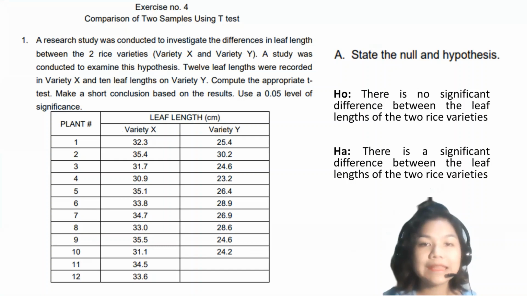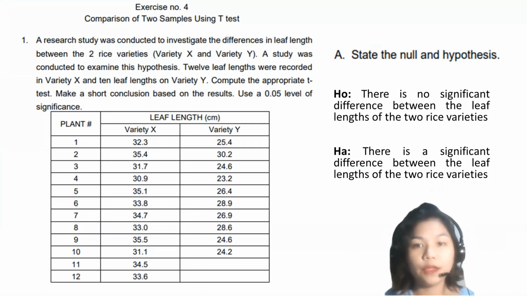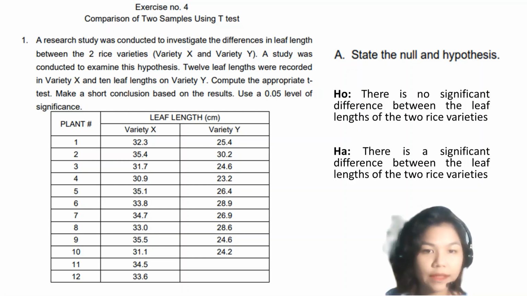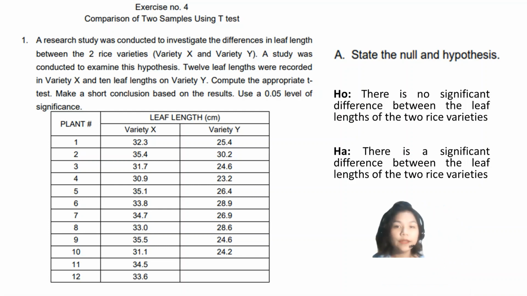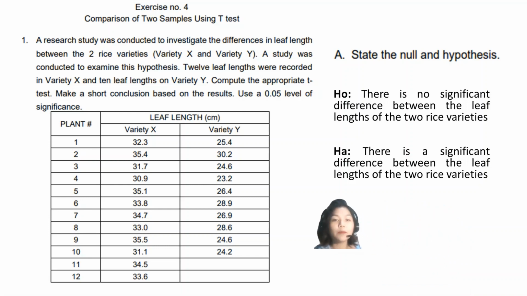A research study was conducted to investigate the differences in leaf length between the two rice varieties, variety X and Y. A study was conducted to examine this hypothesis. 12 leaf lengths were recorded in variety X and 10 in variety Y. So we notice we have here 12 samples in X and 10 samples in Y. Another thing, we need to compute the appropriate t-test and make a short conclusion based on the results using 0.05 level of significance. So we have here a 95% confidence level.